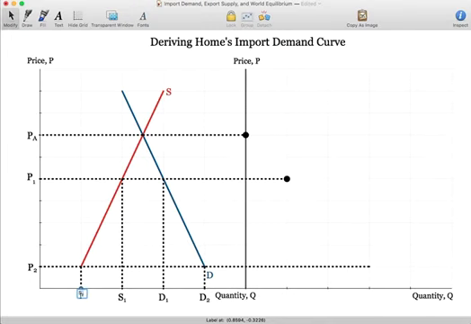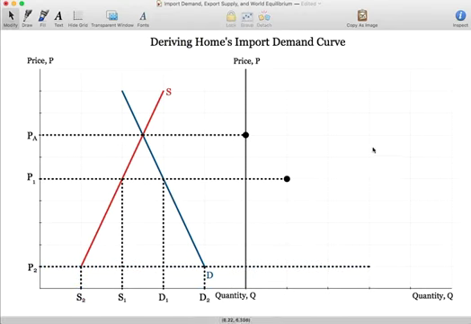So let me make sure I've got that labeled appropriately. S2. So as we lower the price even further down to P2, we can see that the quantity demanded domestically is D2. The quantity supplied domestically is S2. So if I subtract D2 from S2, that will give me the import demand at the price P2. And as you can see, that is equal to 3 units.